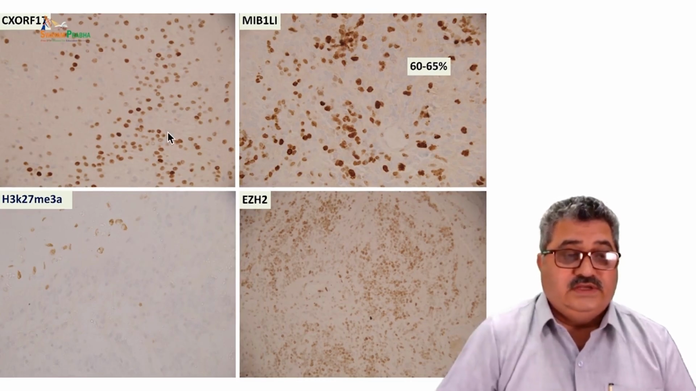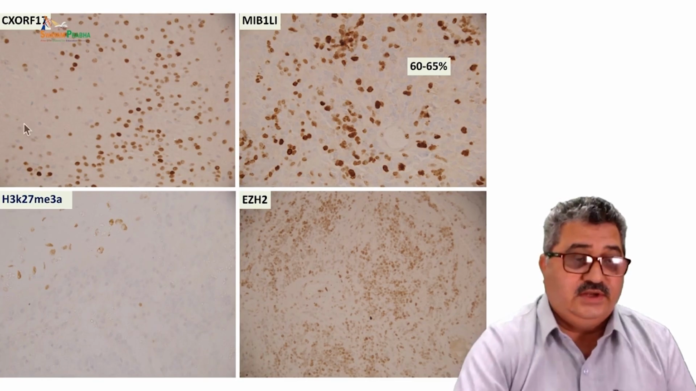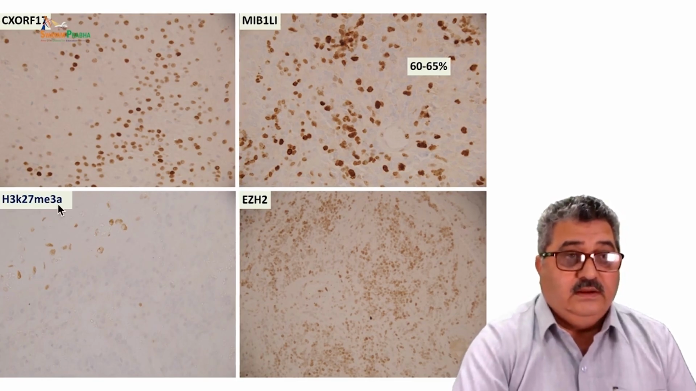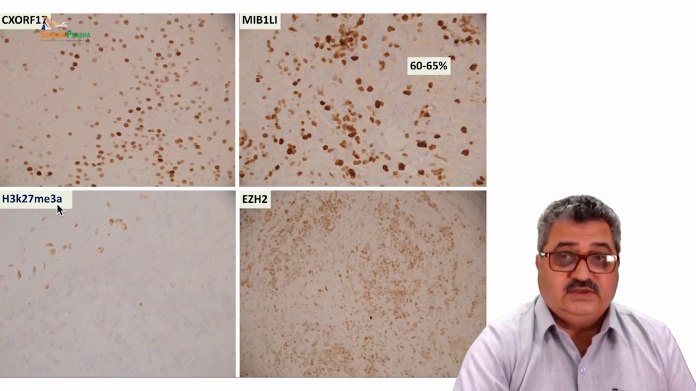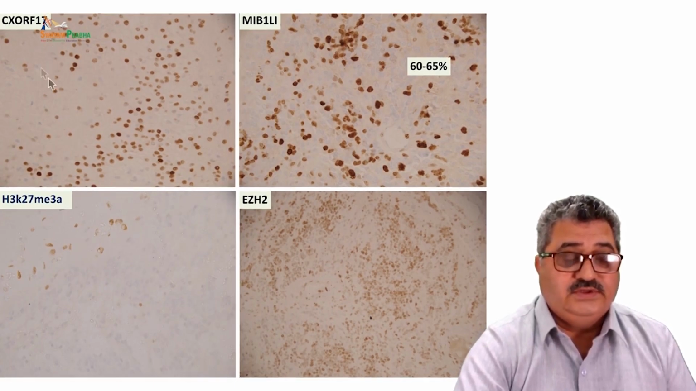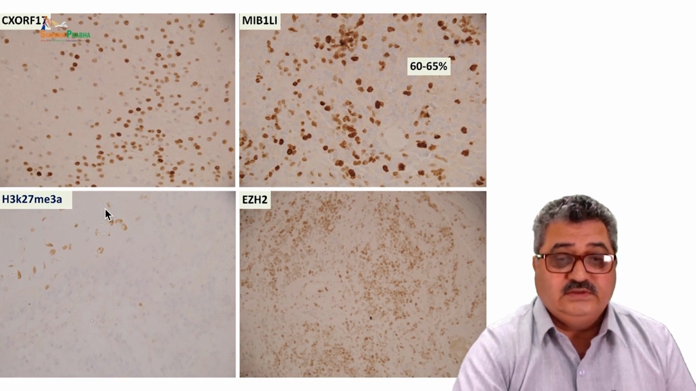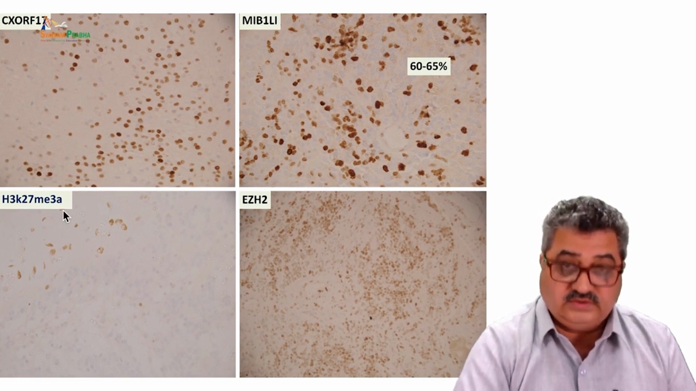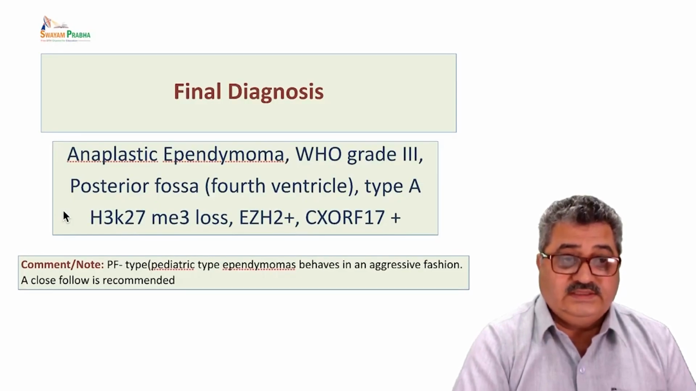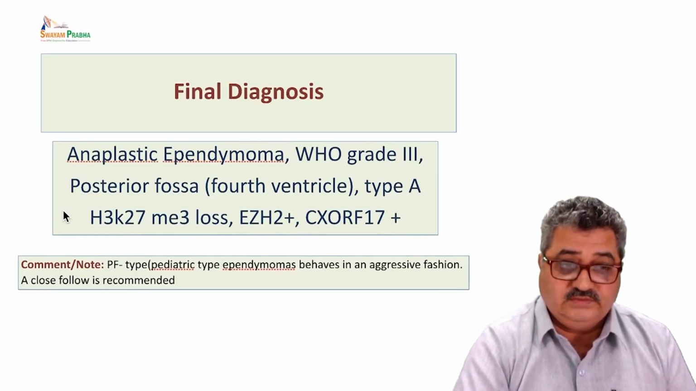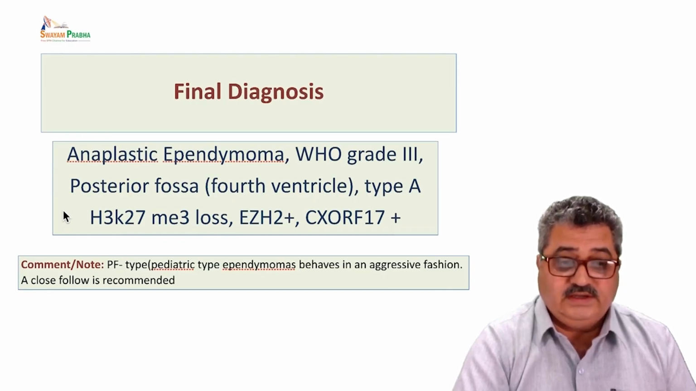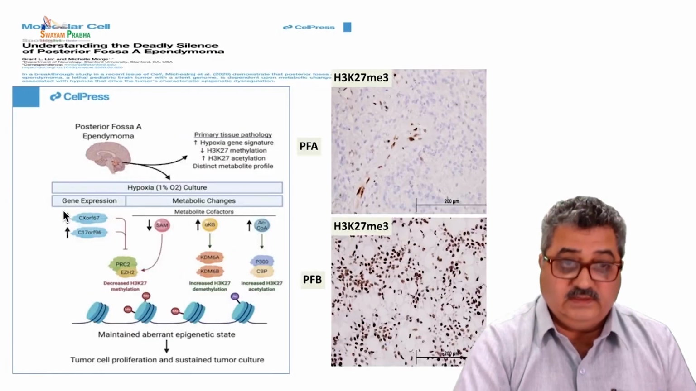Now the other marker which has been proposed for the classification is H3K27me3. If it is lost, it is group A. If it is intact, it is group B. And there are other surrogate markers, for example CXorf67, which is overexpressed when me3 is lost, and EZH2 is also overexpressed. So one can say this is ependymoma WHO grade 3, posterior fossa, H3K27me3 loss, and people now suggest this is the pediatric type, PF type, pediatric type, the other is adult type.